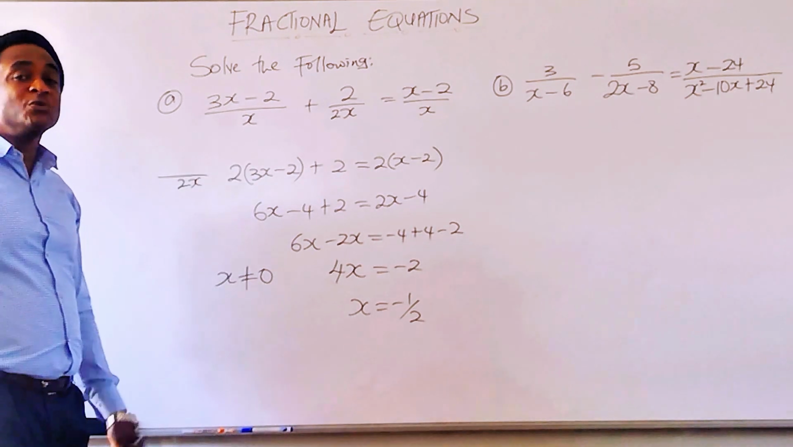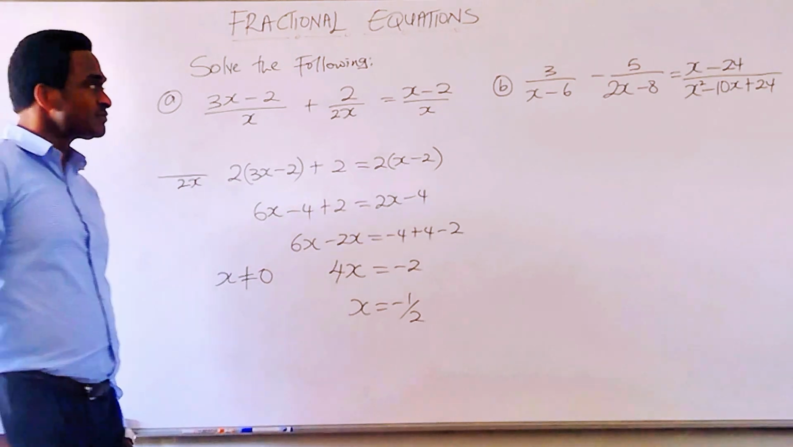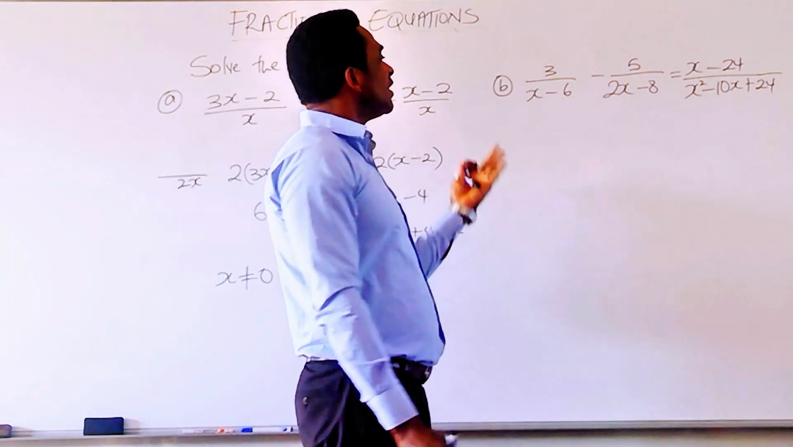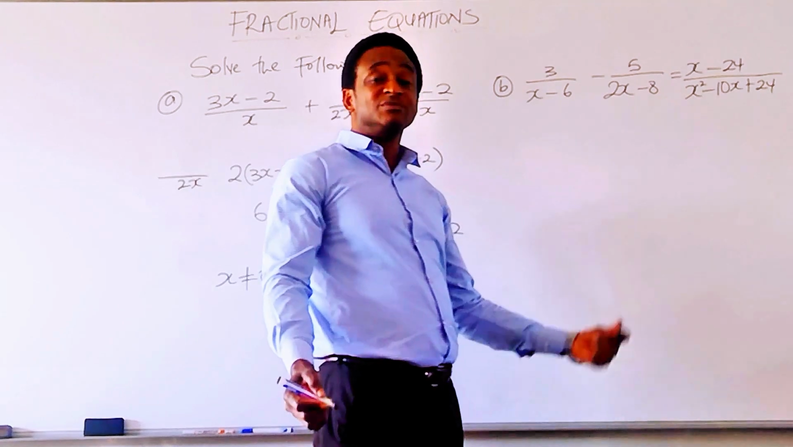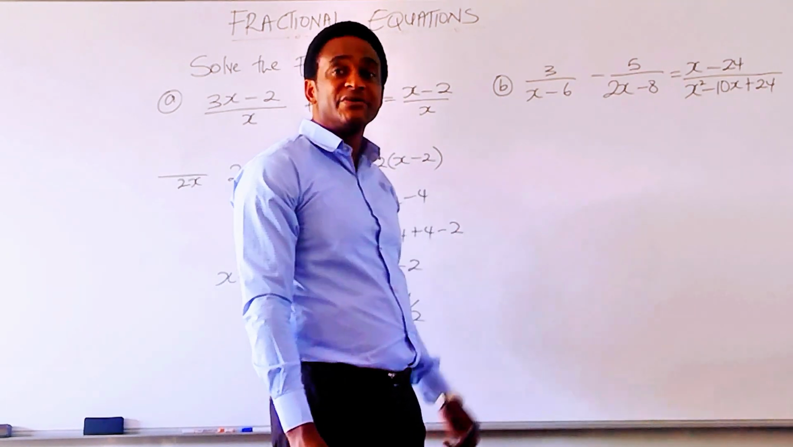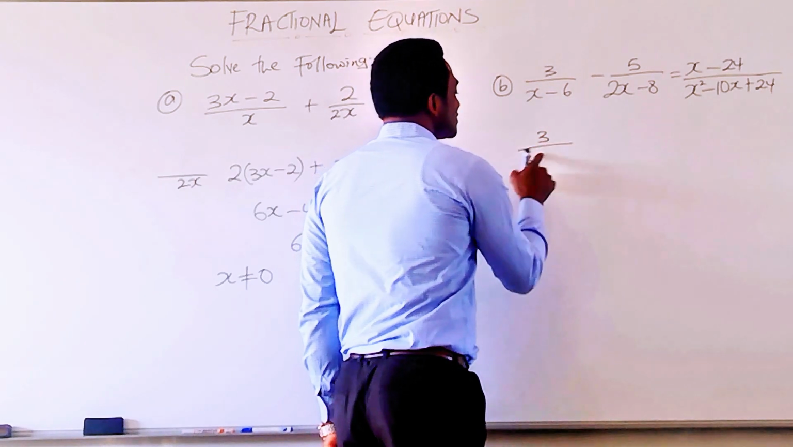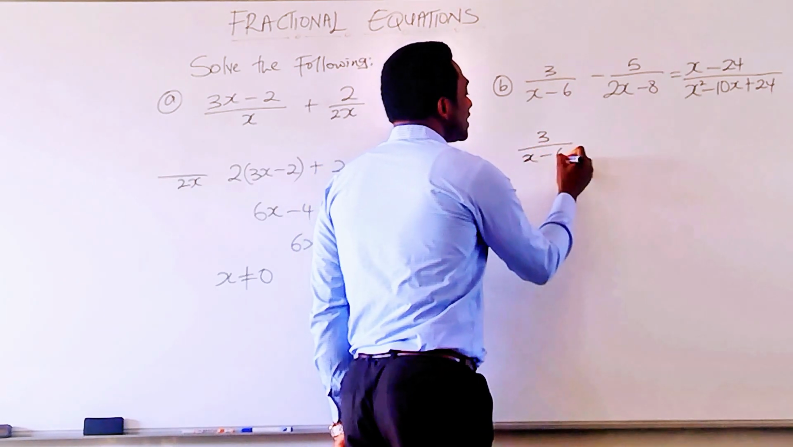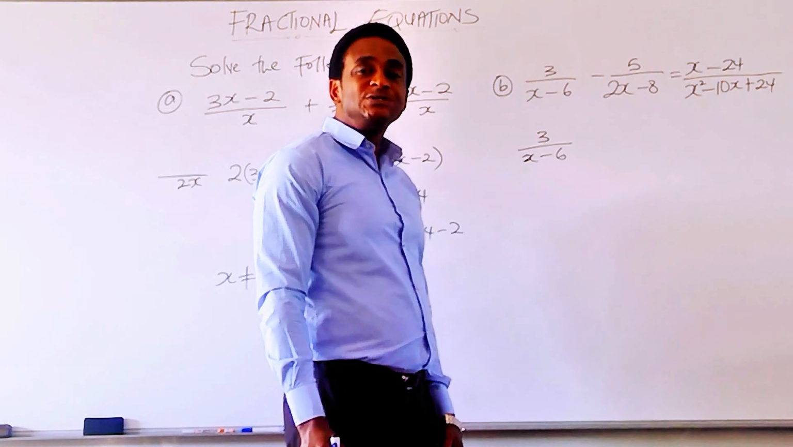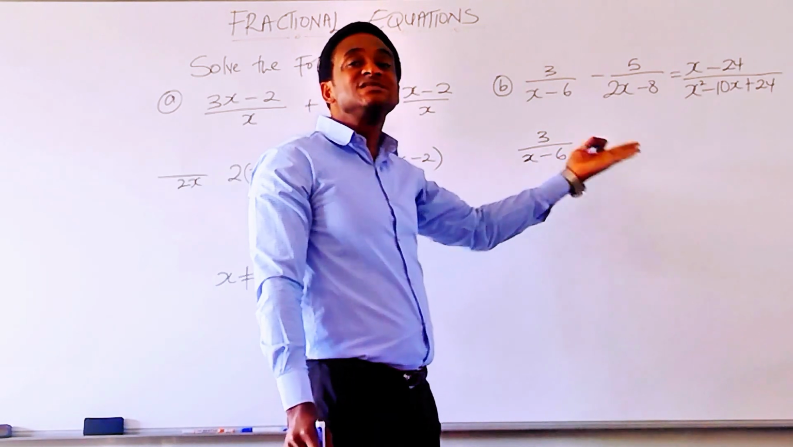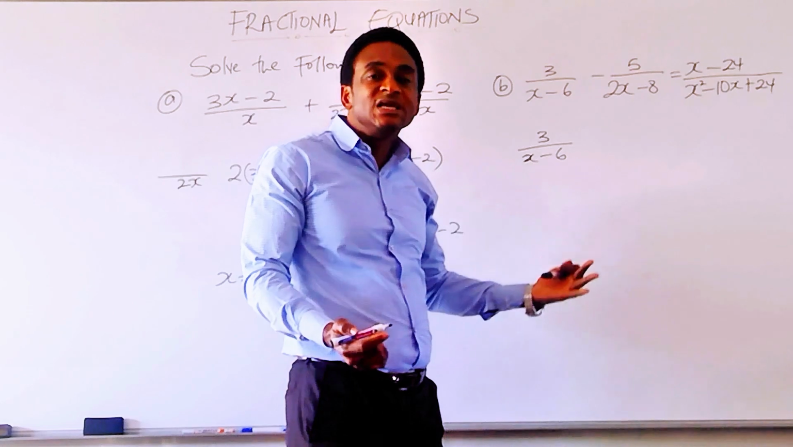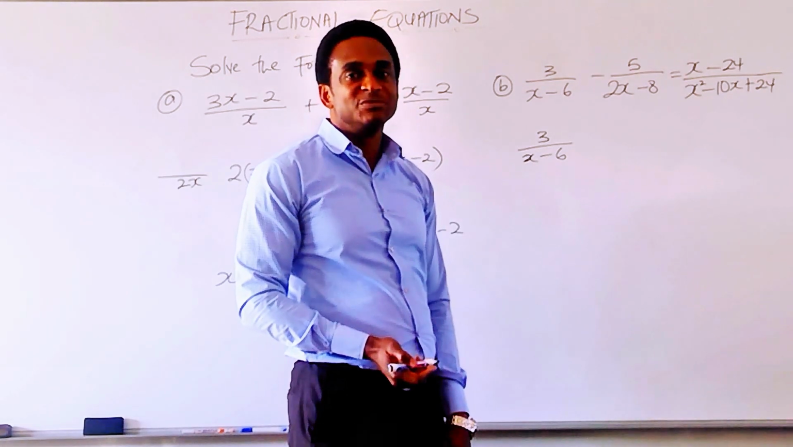Let's go to the second one, which is a little bit more complex. Now, this is more like grade 10 stuff, and sometimes we also see this in the higher grades. What do we do here? We look at the denominator. It's a little bit complex. We cannot easily pick out our LCD. What do we do? Factorize the denominators and see if you are going to get like terms in the denominator.